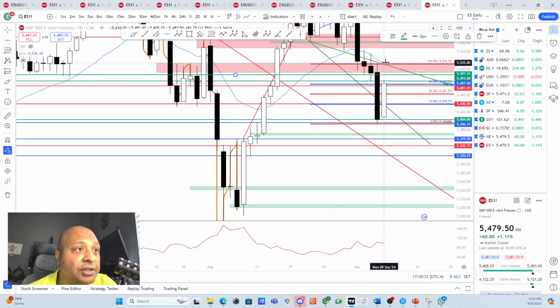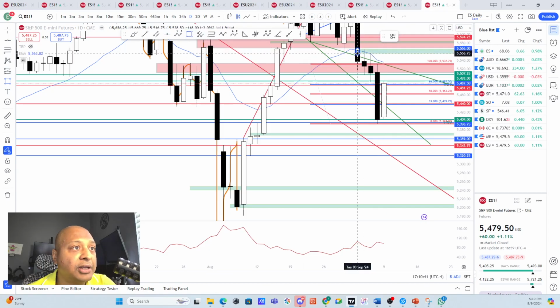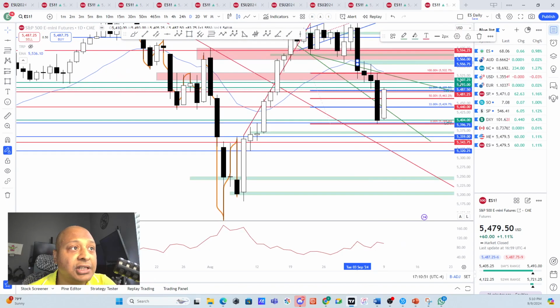Now we may get rejected at the daily EMA again, like we have got rejected here. If we do not get rejected at the daily EMA, then the price will come and touch somewhere inside this box between the 66 and the 56 area on the 5500s, and then we will see if we are still going up.